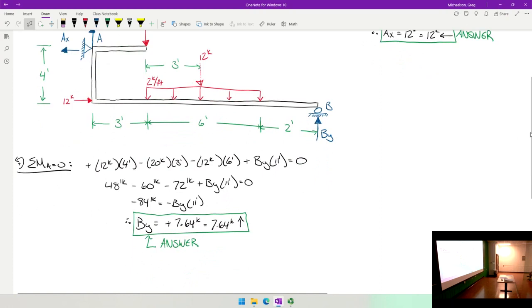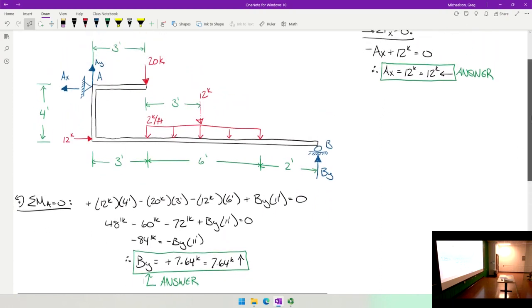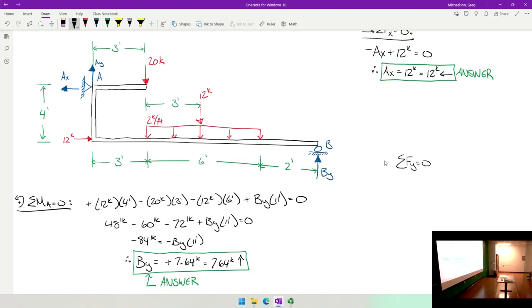All right, and then lastly, summing forces in the y direction, I now account for everything that's vertical on this problem, everything. So for my reactions, I got AY and BY going up. And for my loads, I got 20 and 12 going down.